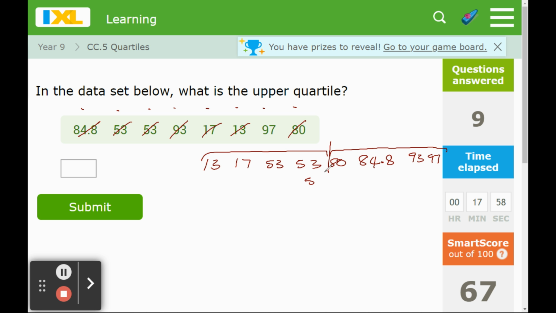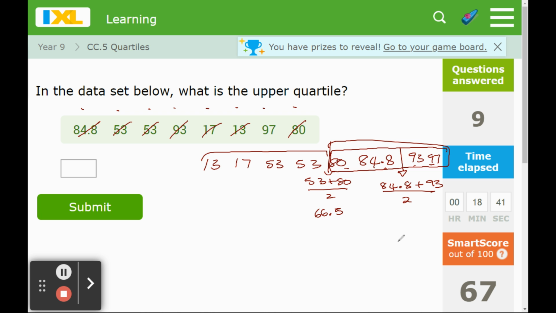This is going to be 53 plus 80 over 2, 66.5. And if I look at the upper quartile, it's going to be on this side over here. And I've got 1, 2, 3, 4 numbers, so it's going to be between those two numbers. 84.8 plus 93 divided by 2.